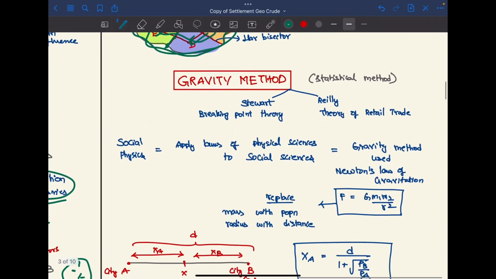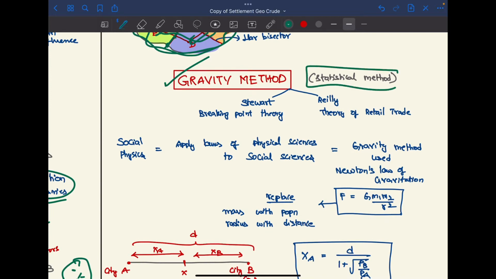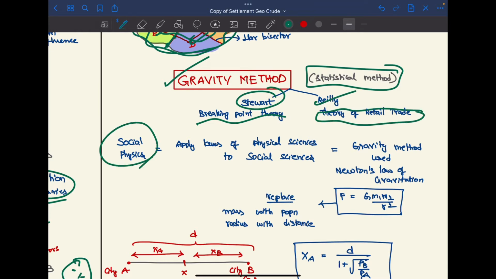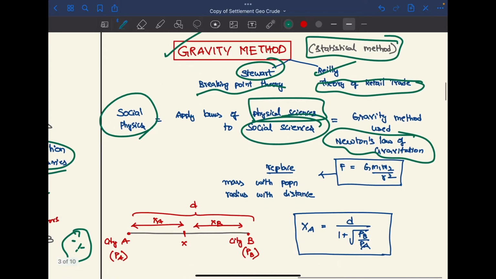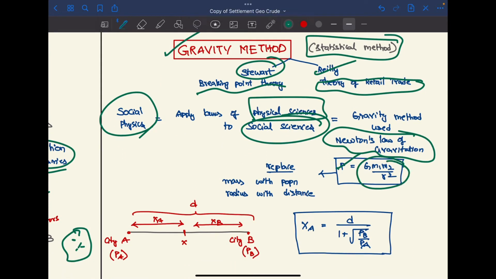So the last method we have is the gravity method. This is also a statistical method. There are two theories given here: the breaking point theory given by Stewart, and the theory of retail trade given by Reilly. This is basically social physics, that is, application of laws of physical sciences to social sciences. In this method we are applying Newton's law of gravitation, which is F equal to G into m1 m2 by r square. Here mass is replaced by population and radius is replaced by distance.